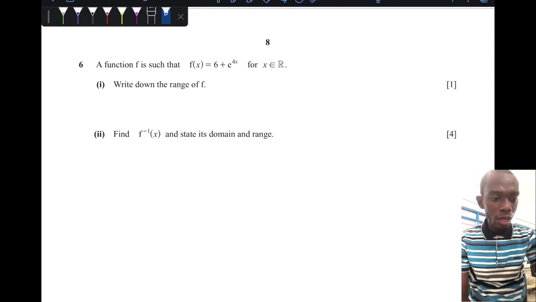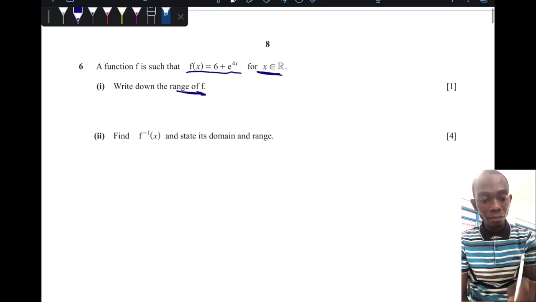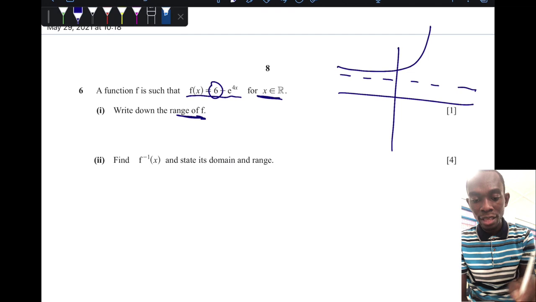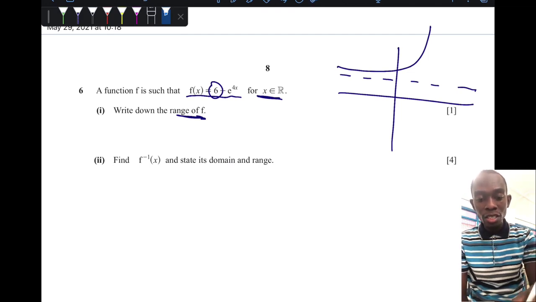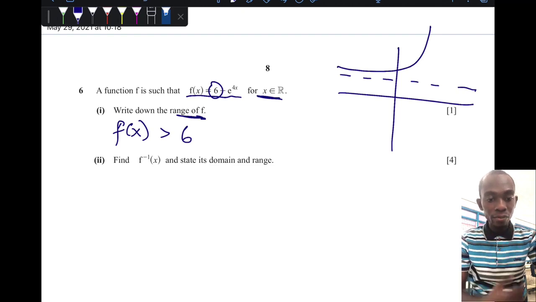So the first question says that for the function they have given us, f of x, the domain is all real numbers. We should write down the range of this function. Well, if you look at it, an exponential function of this nature will behave like this. The 6 here means that the horizontal asymptote is at 6. That means the height of the function starts from this asymptotic line and goes up forever. So you will say that f of x is greater than 6, for 1 mark.